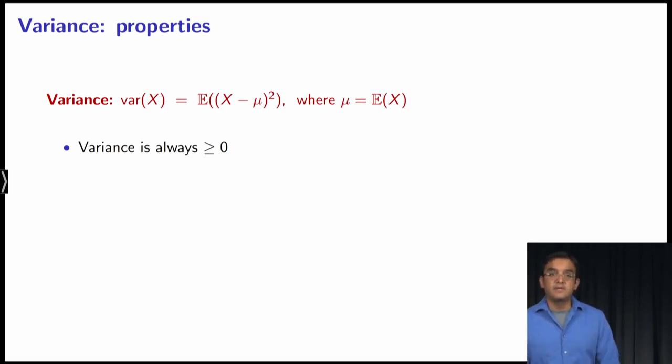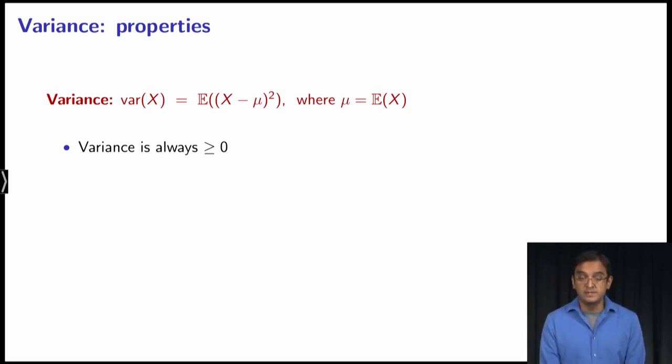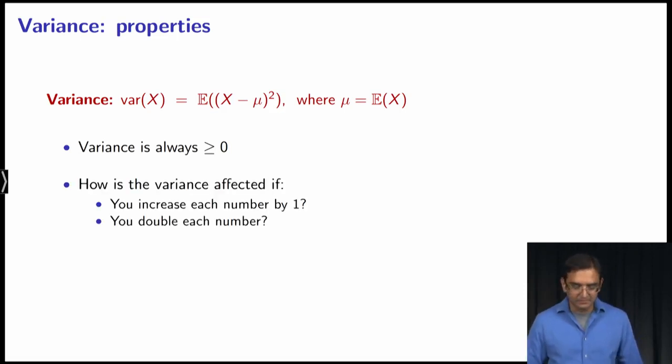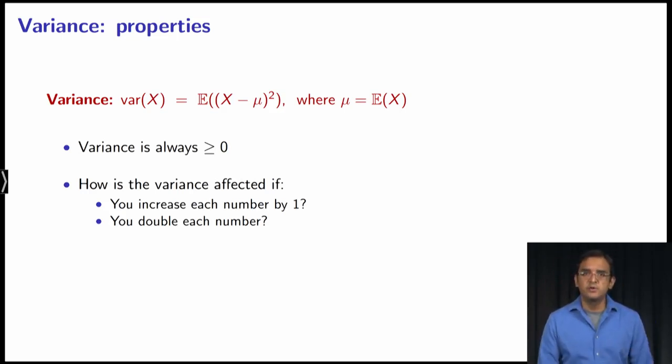Okay, so let's look at some properties of the variance. First of all, the variance is always a non-negative number. Why? Because it's the average squared distance from the mean, and the average of positive numbers has to be positive. Then let's do the same thought experiment we did with averages. Suppose you have a bunch of numbers, and you increase each number by 1. What happens to the variance? Well, if you increase each number by 1, everything shifts over a little bit, but the spread remains the same. So the standard deviation remains the same, and the variance remains the same. So the variance is unaffected if you shift numbers by 1.